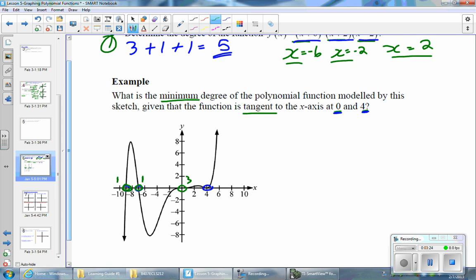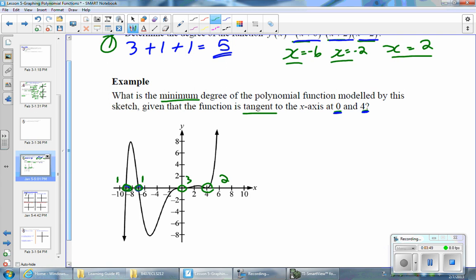Finally, if we take a look at the 0 of 4, it's also tangent to, but also notice that it is not crossing at that point. So since it's tangent to positive 4, but it's not crossing it, we know that the multiplicity is even, and the minimum multiplicity that's even would be a 2.